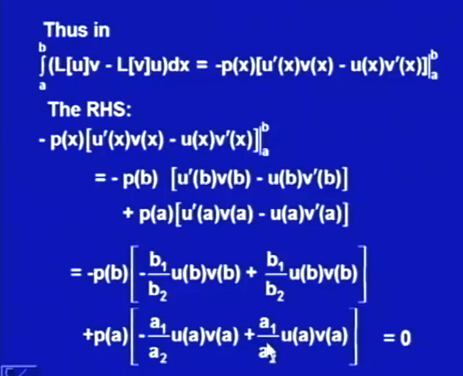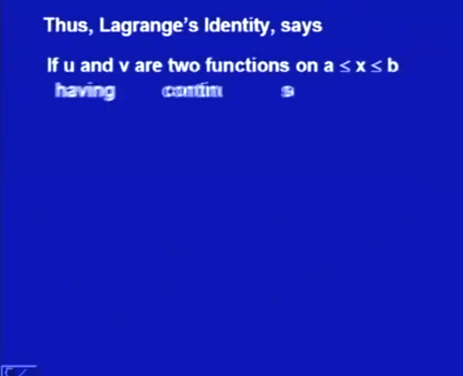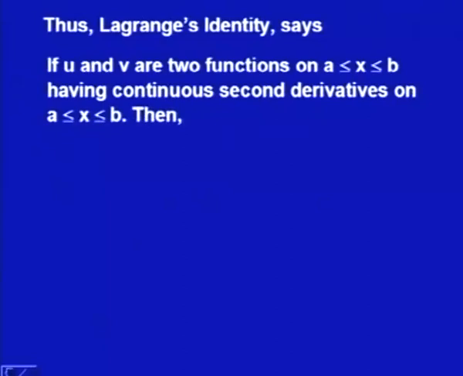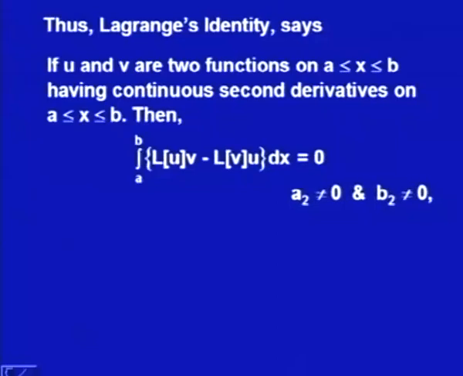Now, thus we summarize, the Lagrange's identity says if u and v are two functions defined on the interval a to b having continuous second derivatives on the same interval a to b, then the integral of luv minus lvu with respect to x on the whole interval a to b would be equal to 0 when in the boundary condition a2 and b2 are not 0. So, we are talking about Sturm Liouville boundary value problem, that is the differential equation as well as the boundary conditions, and in the boundary condition we are assuming that a2 and b2 are not 0.